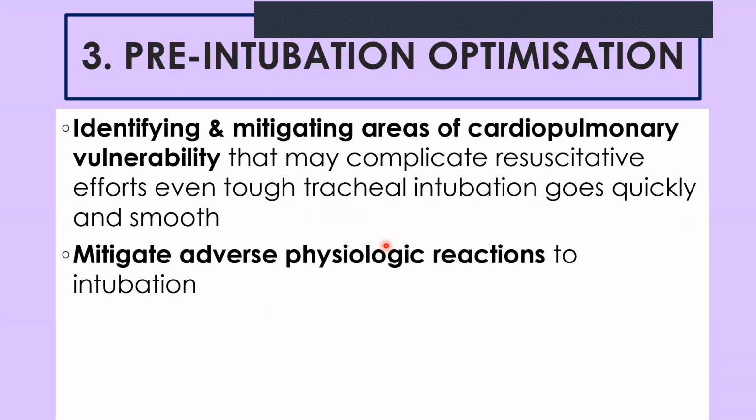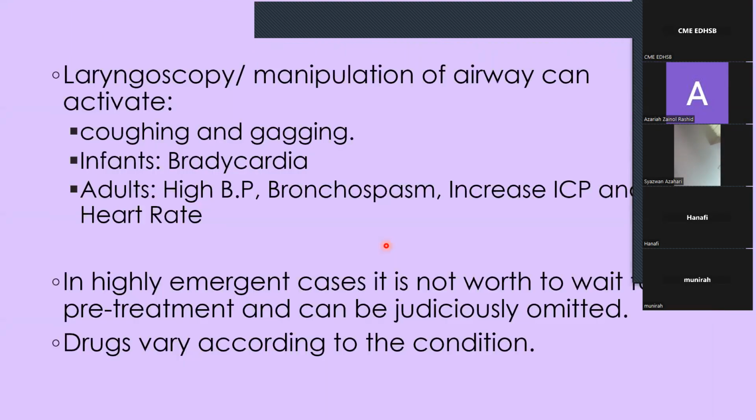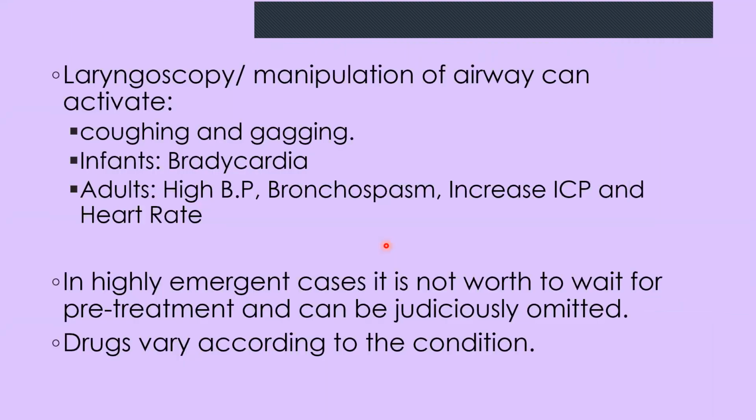So, pre-intubation optimization identifies and mitigates areas of cardiopulmonary vulnerability that may complicate resuscitative effort, even though kita intubate tu senang. So we have touched a bit earlier about this. It also mitigates adverse physiologic reaction to intubation. So what are the adverse physiologic reactions? Laryngoscope and manipulation of airway can activate coughing and gagging. Infant, it can cause bradycardia. Adult, it can cause high BP, bronchospasm, increased ICP, and also increased heart rate.